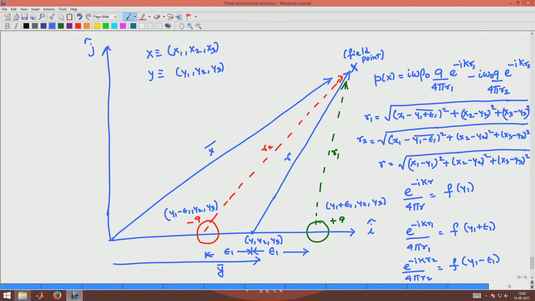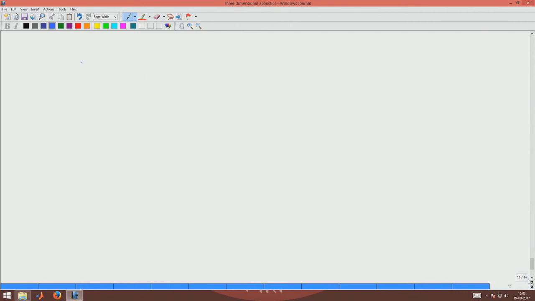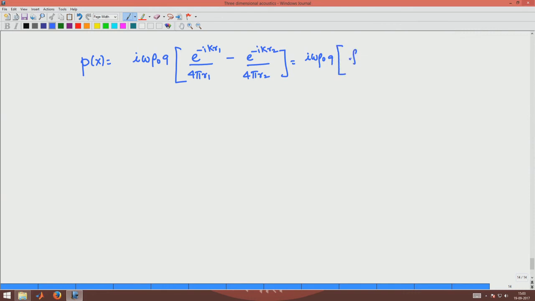So, therefore, what we have is the following for the pressure. So, pressure at our field point is given by i omega rho 0 q into e to the power minus i k r 1 by 4 pi r 1 minus e to the power minus i k r 2 by 4 pi r 2. And as we have decided to call these two expressions as f of y 1 plus epsilon 1 minus f of y 1 minus epsilon 1, we will make that substitution here.